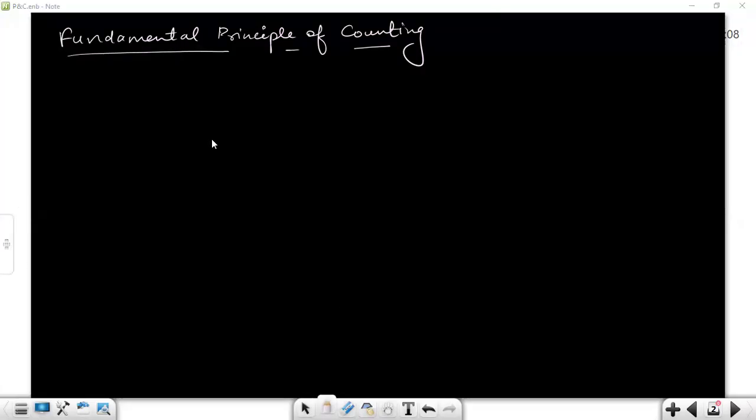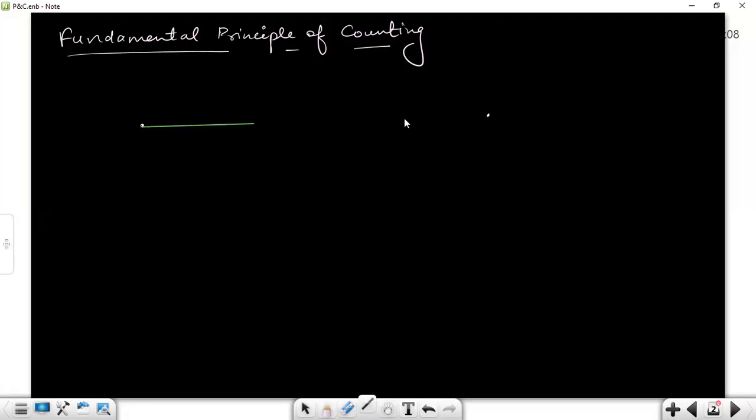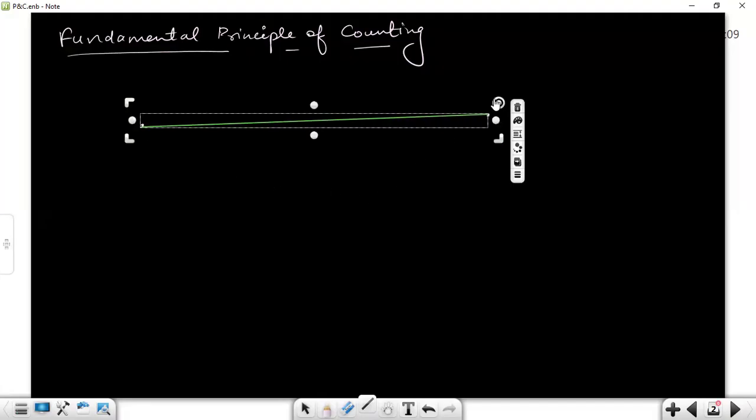So let's now start with discussing events. Let's say there is one point and there is another point. How many ways are there to draw a straight line between these 2 points? If I have to draw a straight line between these 2 points, I guess there is only one way. Right? This is the only possible straight line that can be drawn in between these 2 points.